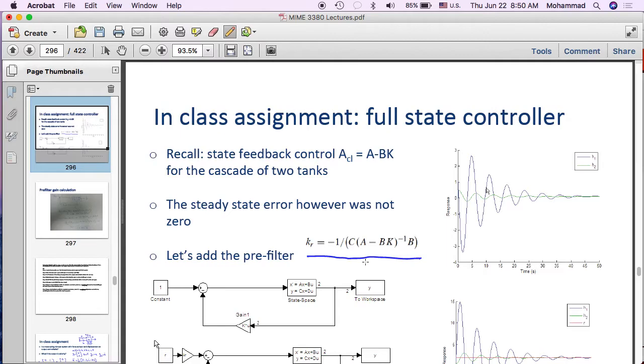So it's -1 divided by C times A minus BK of open loop. A is open loop. So A minus BK is A of closed loop, essentially. So A minus BK is A of closed loop, inverse, times B. So please calculate Kr.